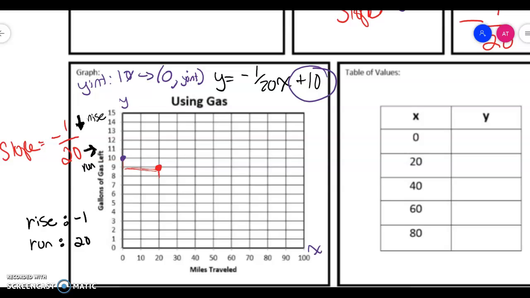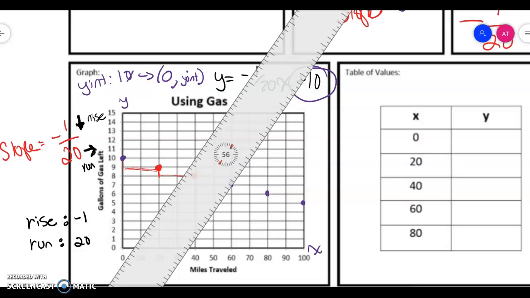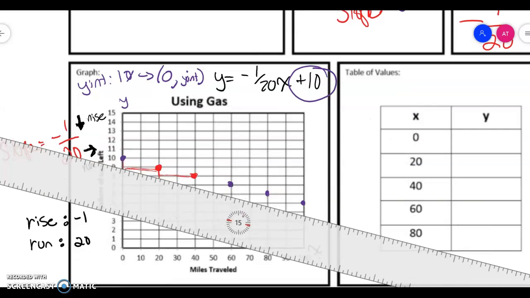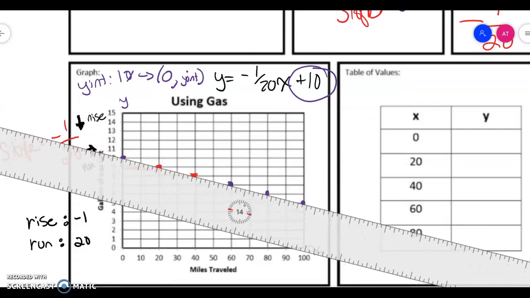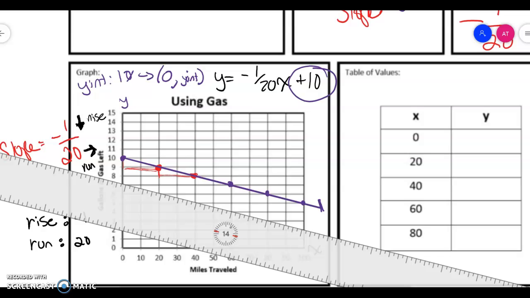Rise down 1 again and run 20. Now when you're creating the graph, these little steps that I'm creating, remember you're going to have to erase them later because we want a clear straight line, right? So now I'm going to line up all of my points. I'm going to draw a straight line all the way down and put an arrow.